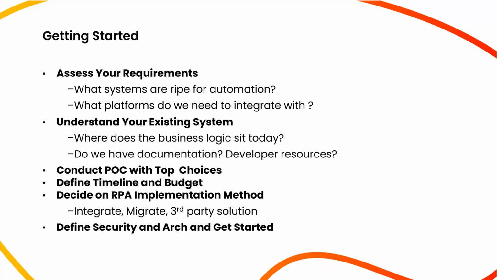Then you decide on the RPA implementation method, whether that's selecting a tool, what tool works best for what type of systems that you're going to be automating, if it's primarily Oracle or if it's Oracle and Microsoft or SAP with Oracle or whatever it may be. And then, of course, you need to define the security architecture and to get started.